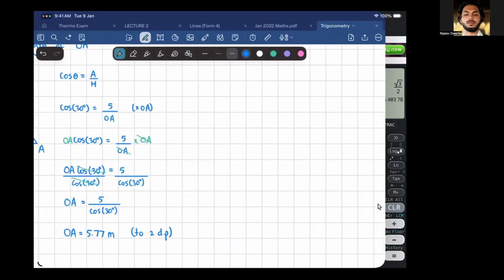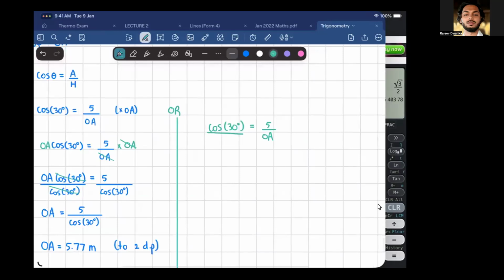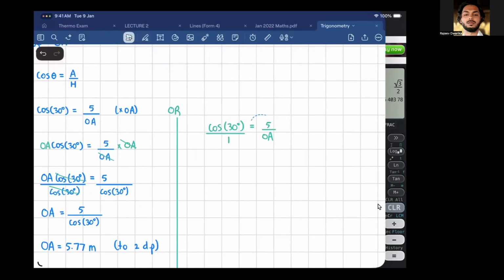Let me show you some alternative ways to work it, and you all will pick whichever one is easiest for you to understand. So if you were to do the question using cross multiplication, let's see how that would go. So cos 30 degrees would be equal to 5 all over OA. Cos 30 is the same thing as cos 30 over 1, right? So hope I didn't confuse anybody so far.